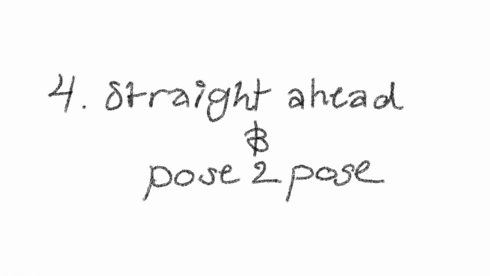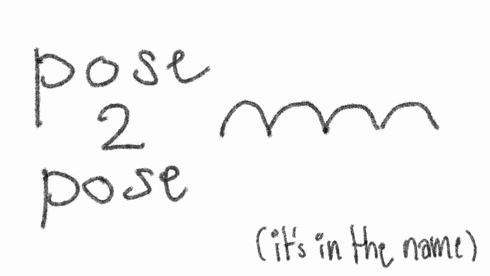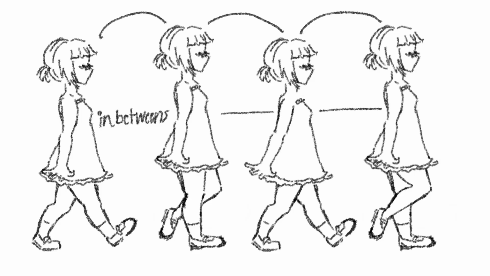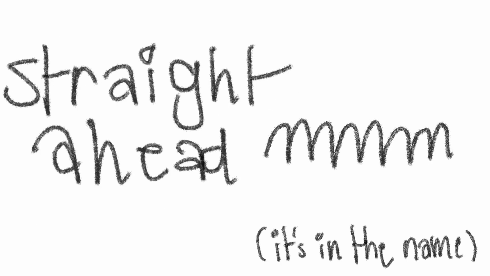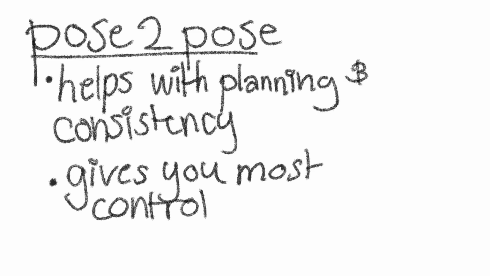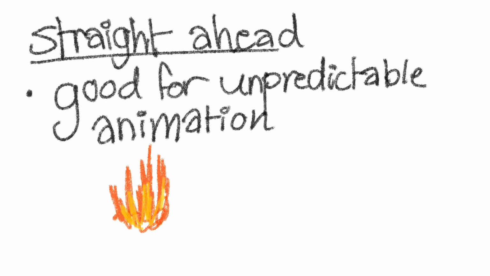Straight ahead and pose to pose. Pose to pose. Drawing your key poses first, and then adding the in-betweens later. Straight ahead. Basically just drawing every frame as you go. Pose to pose helps with planning and consistency and gives you the most control. Straight ahead is better for unpredictable animation like fire or water.